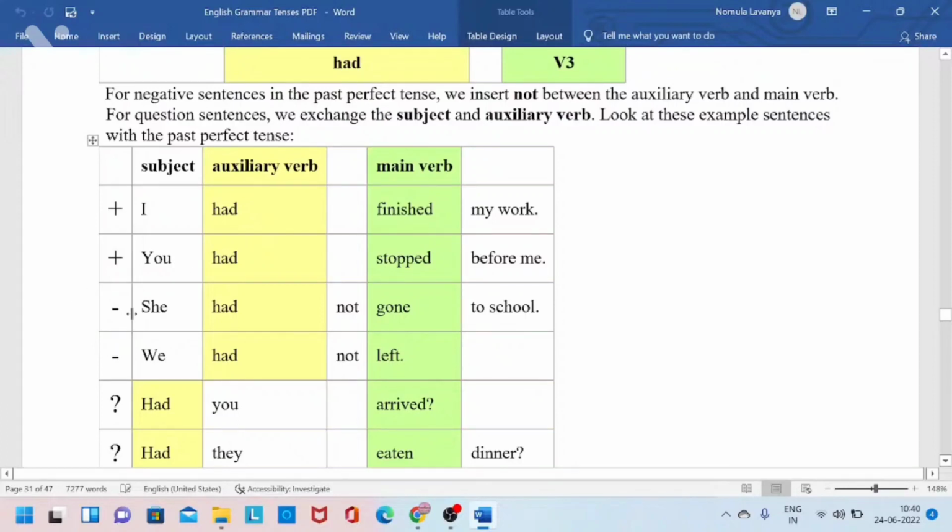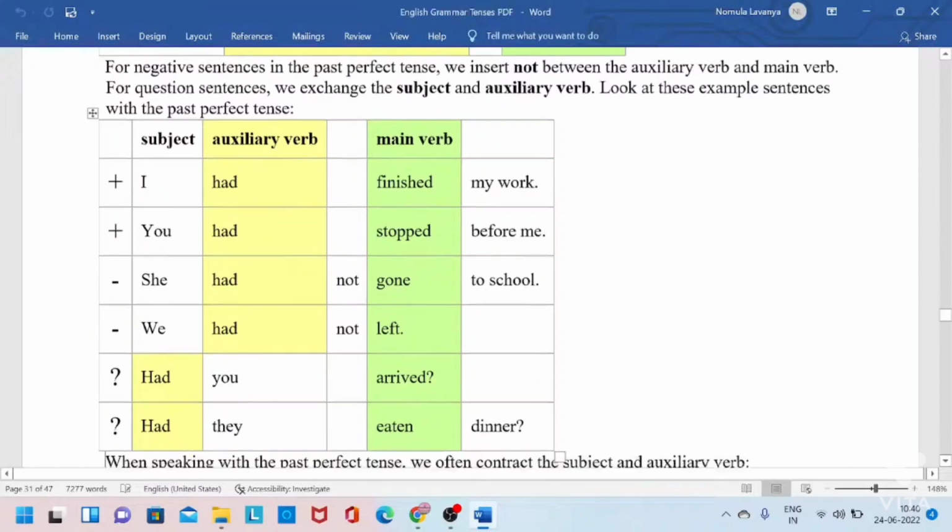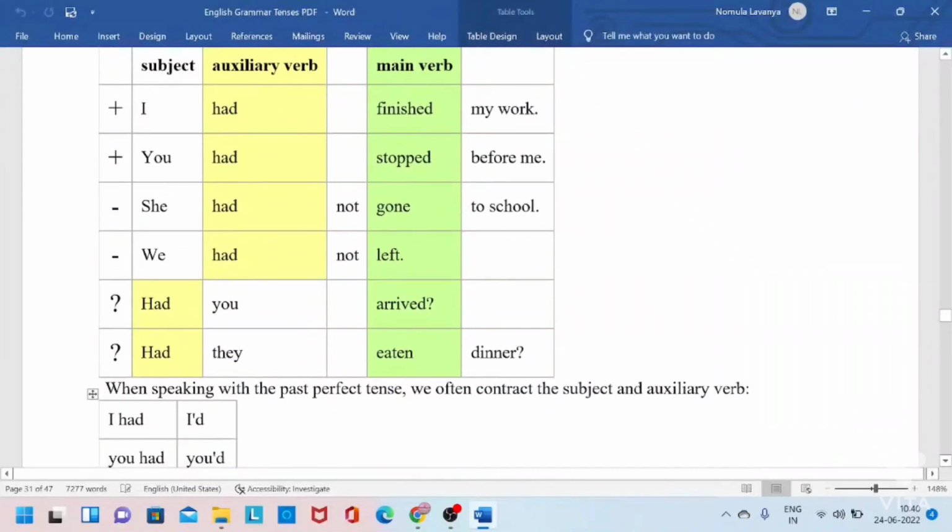And for the negative sentence, as we already said, we insert not here. She had not gone to school. We had not left. Okay, so this is the formation. And for the question sort of things, like had you arrived, had they eaten dinner.